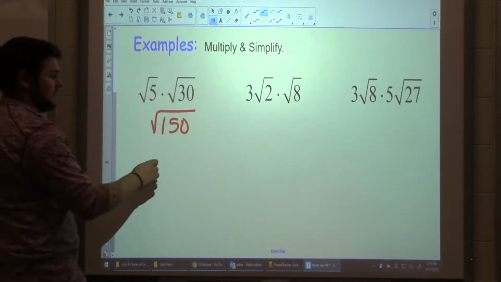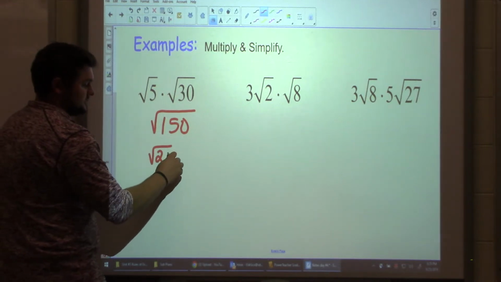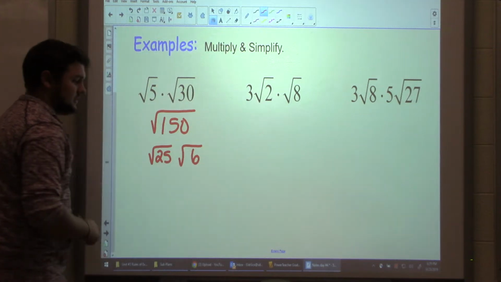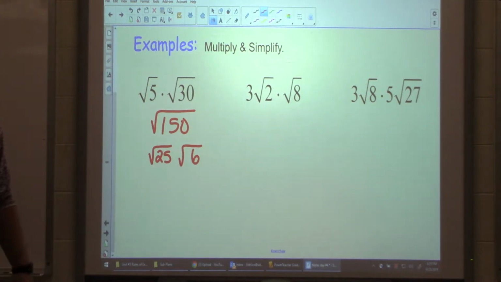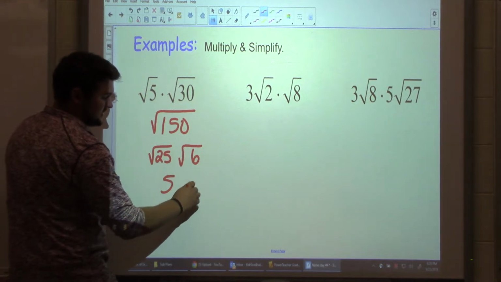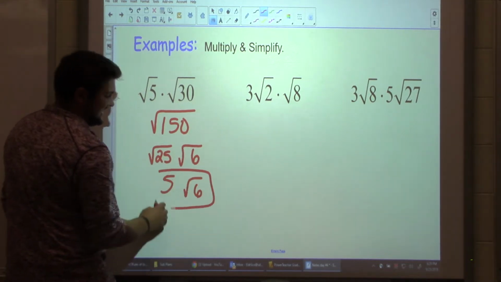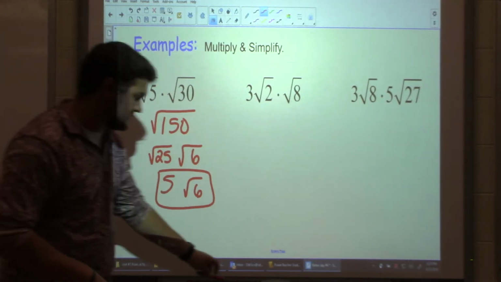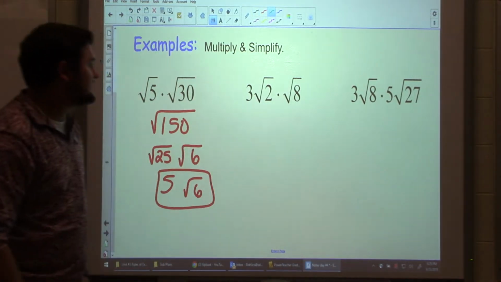Break it down into its biggest perfect square. So 25 times 6 will give me 150. Well, take the square root of 25 is 5. Square root of 6 stays alone because there are no other perfect squares that come out of it. Boom. That's my answer.